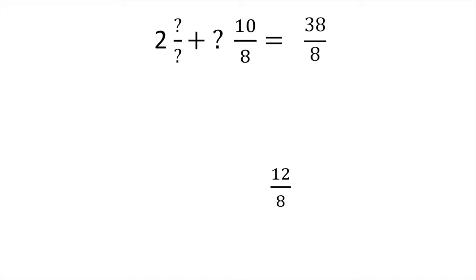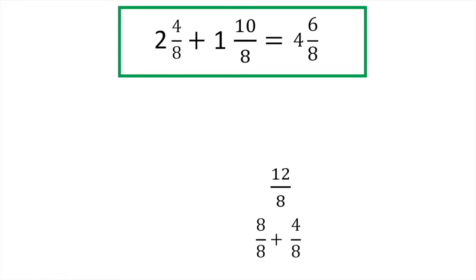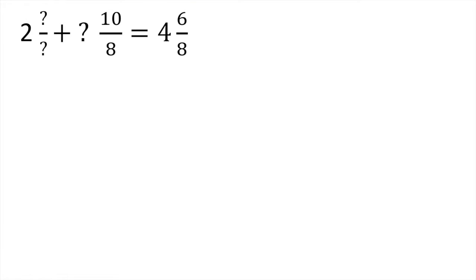I need to then recognize that I need a whole number and a fraction to complete this equation. 12/8 is the same as 8/8 and 4/8, so I can use the 8/8, which is the same as 1 in the equation, and fill in 4/8. 2 and 4/8 plus 1 and 10/8 equals 4 6/8. Let's look at another way of solving.